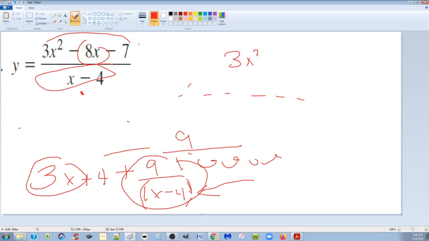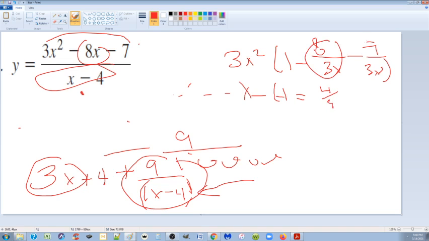So up top, you're left with 3x squared, 1 minus 8 over 3x minus 7 over 3x squared. And at the bottom, when you factor out the x, you're left with 1 minus 4 over x. It's very clear that these become insignificant, and this is what you're left with. And it's quite clear that when you divide these, you're left with 3x.